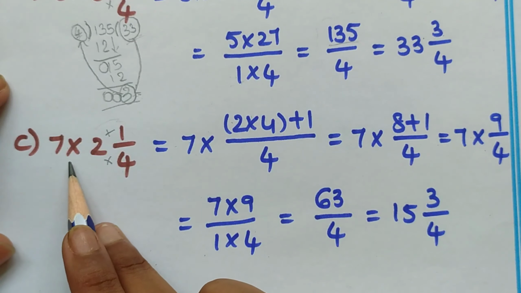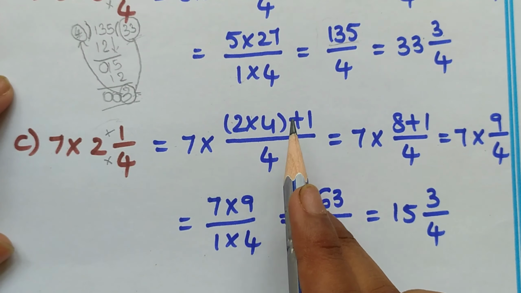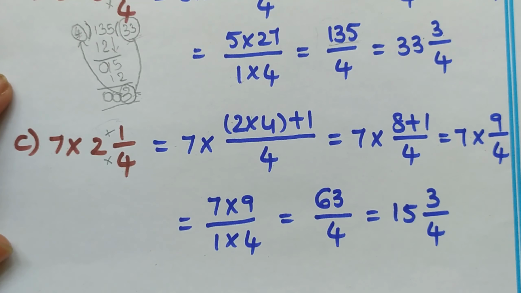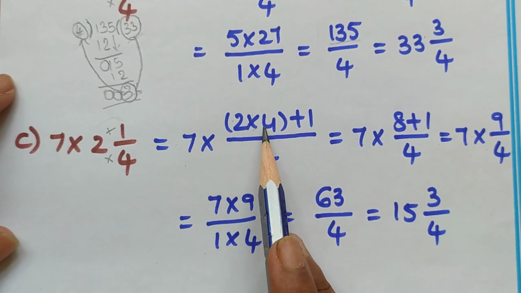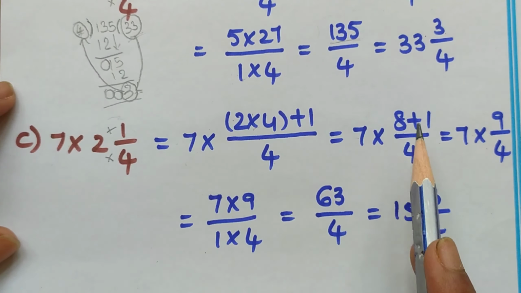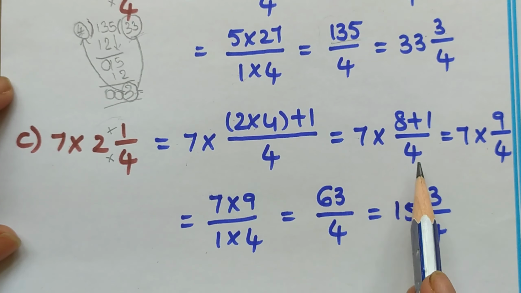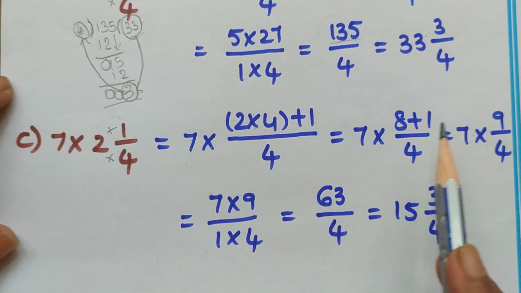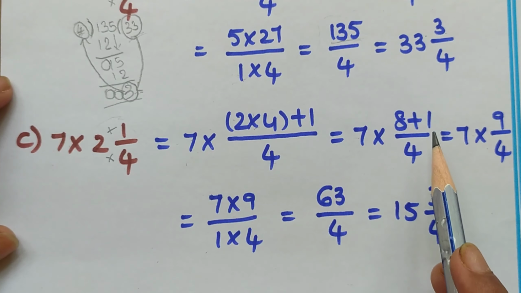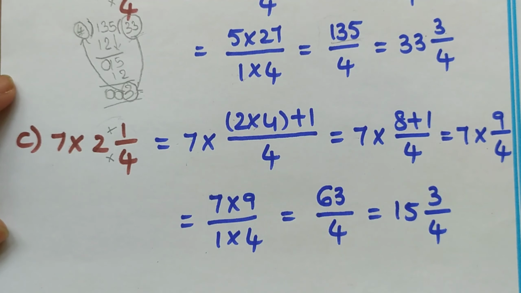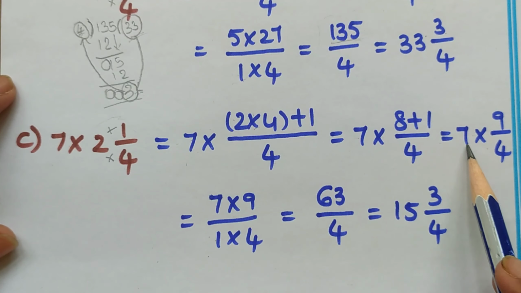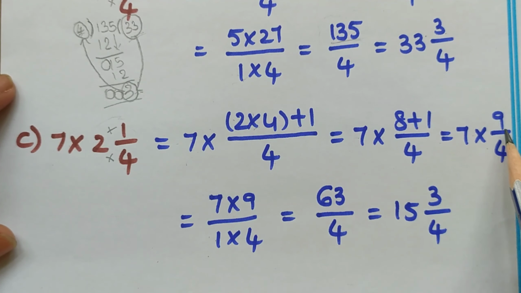So it is 7 into (2 into 4 plus 1) by 4. 2 fours are 8 plus 1 by 4. So 7 into 8 plus 1 is clearly 9 by 4. Now 7 can be written as 7 by 1. So 7 by 1 into 9 by 4.